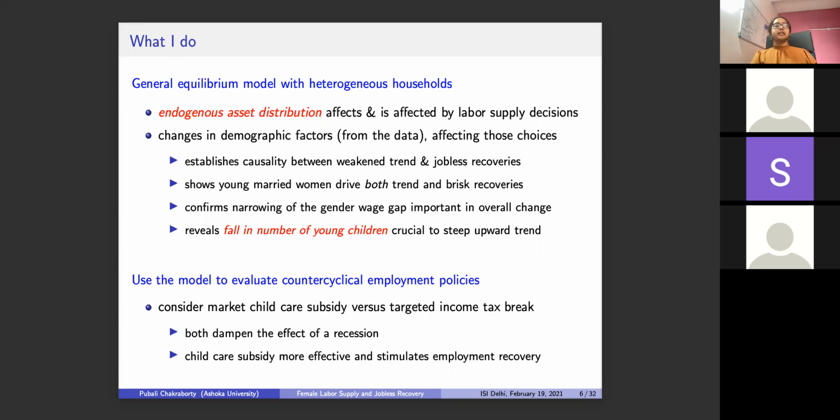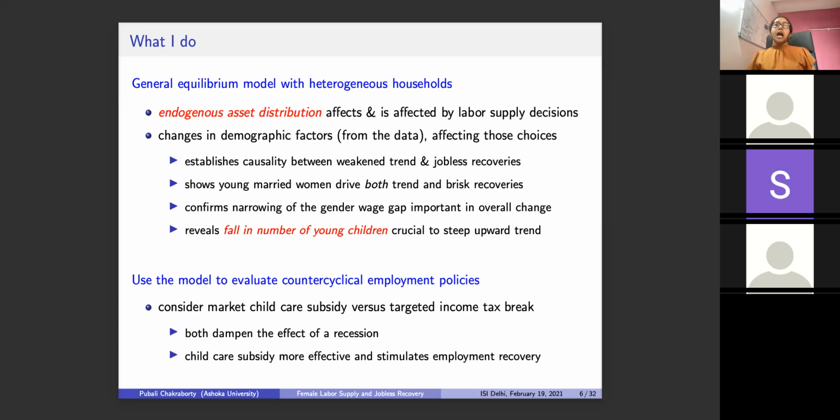allow for changes in 4 different demographic factors, namely the gender wage gap, which narrowed over time, the changes that happened in terms of the number of young children that households had, which also reduced over time, changes in marriage rates and changes in divorce rates. All these 4 things I can see in the data, and I incorporate that in my model and allow the agents in my model to respond. And using this framework, I establish causality between the weakened trend and the jobless recoveries.